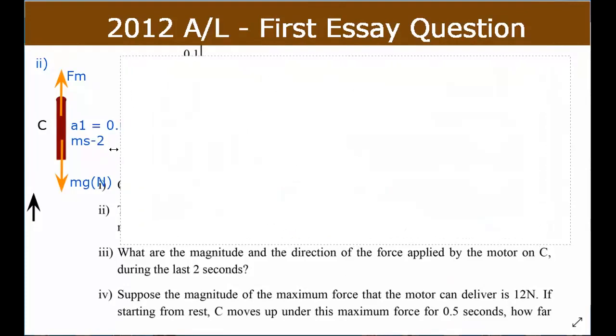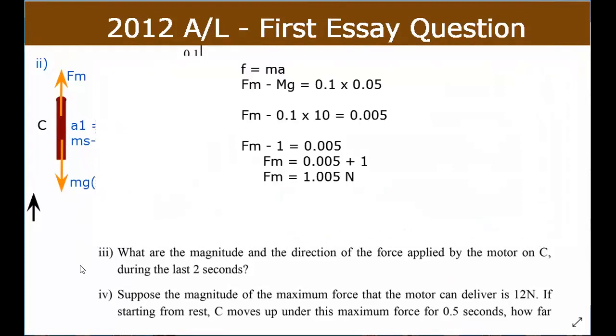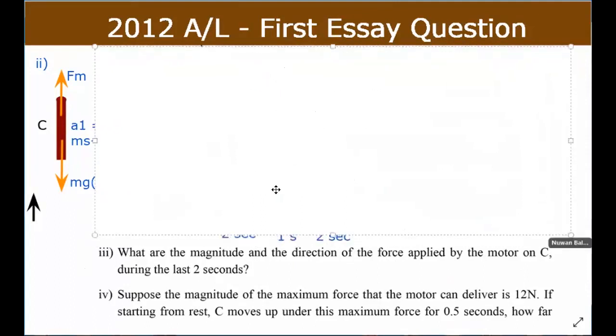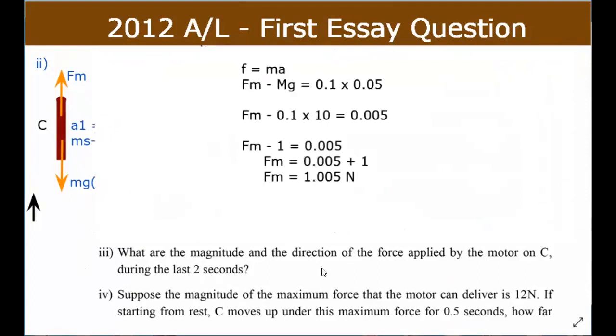What are the magnitudes and direction of the force applied by the motor on C during the last 2 seconds? So what will happen to the motion during the last 2 seconds here? What kind of a motion is there during the last 2 seconds? Lamai? Constant deceleration. It's a deceleration. Constant deceleration. Very good.